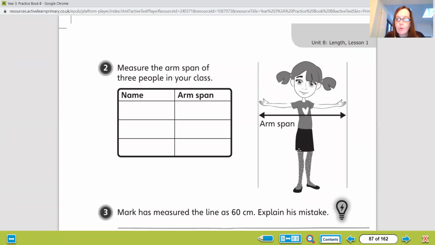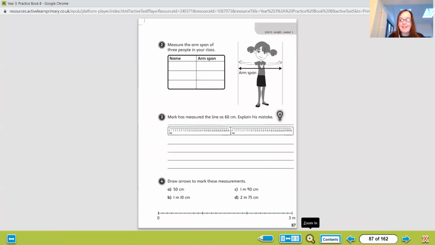If you're at home, measure the arm span of people at home. If you haven't got 3 people at home with you, that's okay. Just measure who you've got. You might just have you and your mum or you and your dad. That's absolutely fine. Have a go. Did you manage that? Was it good fun? How many did you do?